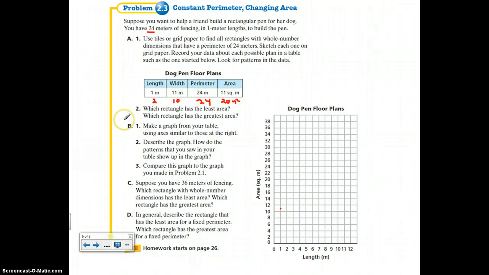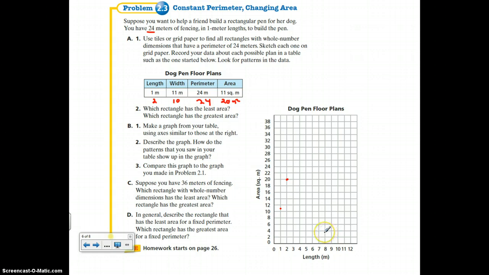Then you're going to have to make a graph from your table. You're going to get a worksheet from your teacher. They probably have already given it to you, where you're going to plot the points for each rectangle. So for rectangle 1, we had a length of 1 and a width of 11. The perimeter was 24, the area was 11. So down here I have length and area. If the length was 1, the area was 11. So I put a little dot there. Now I can do 2. If the length is 2, the area is 20. So make sure you stay right on those lines and make your dot right where that connects.